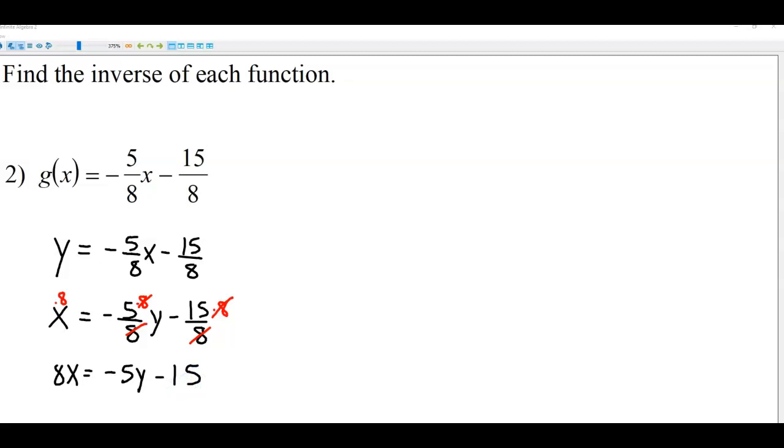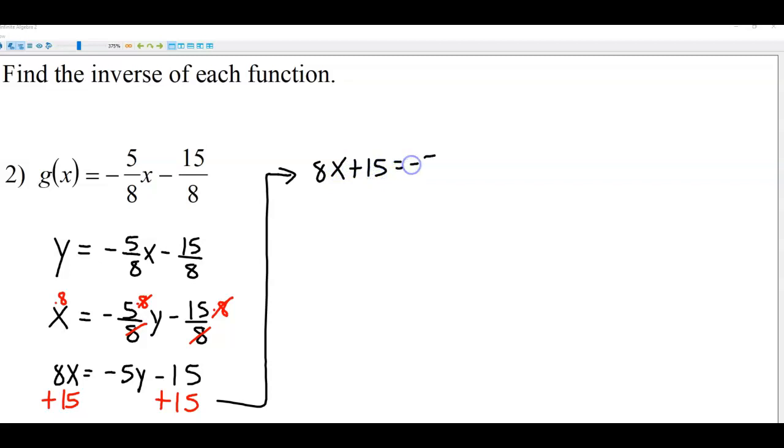The next thing we want to do to get the y by itself is we want to add 15 on both sides, which will give me the following: 8x plus 15, and then equals negative 5y, because these 15's cancel out. Last thing we'll do is we'll divide by negative 5 on both sides. And I have this as an answer now.